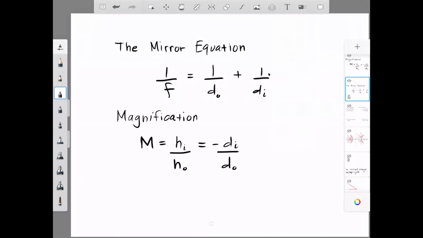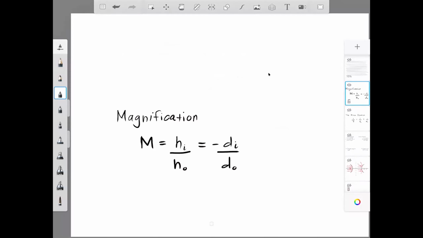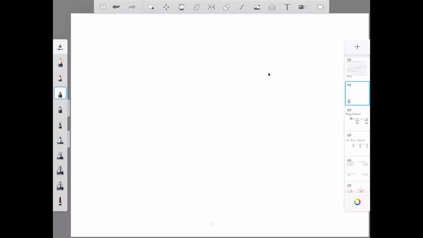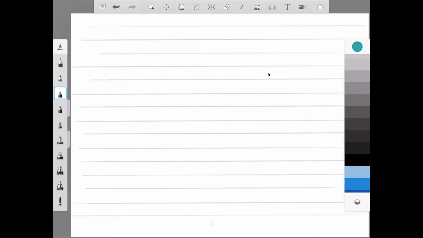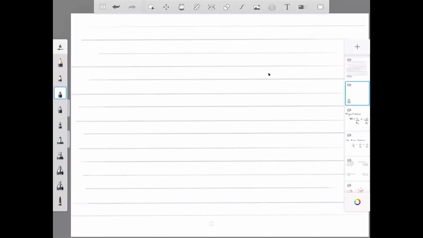The other one is the magnification equation. The magnification M could be equal to the image height divided by the object height, or it could be the negative of the image distance divided by the object distance. So with those two equations in mind, there's one more thing that you need to see, which is the sign convention. What do positives and negatives tell us about this?